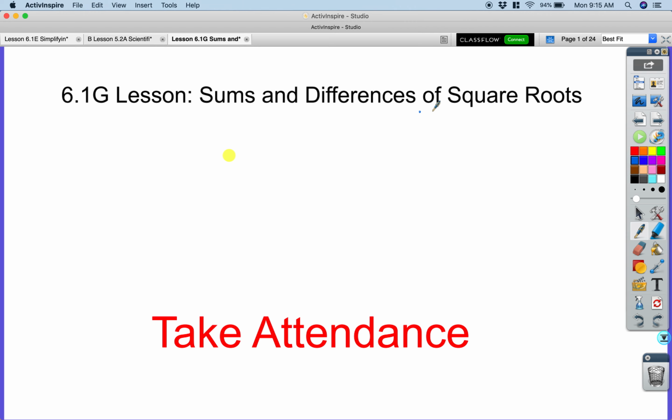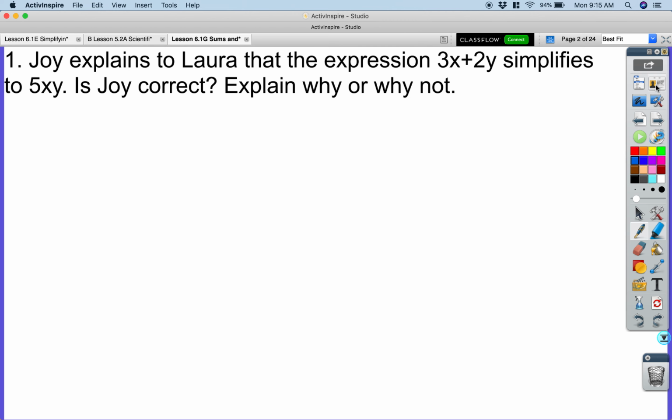Today we're going to be looking at the sums and differences of square roots. It says, Joy explains to Laura that the expression 3x plus 2y simplifies to 5xy. Is Joy correct? Explain why or why not. She is not correct because we need to follow order of operations. When we have 3 times a number plus 2 times a number, you need to add those two numbers first before you could just multiply them out.